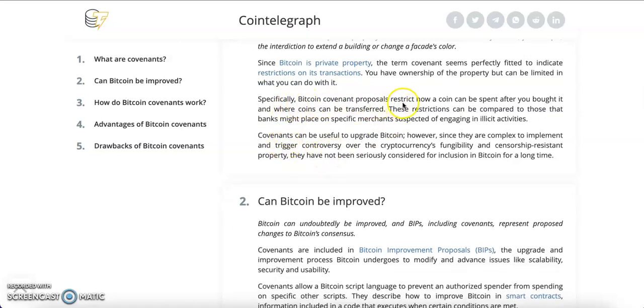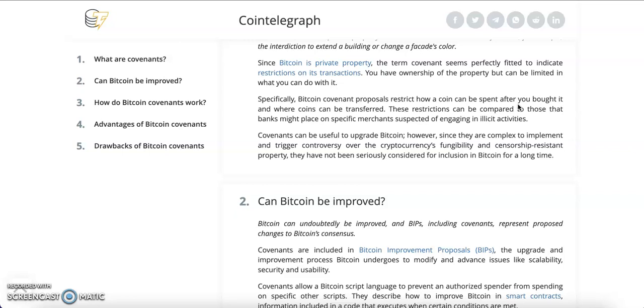Specifically, Bitcoin covenant proposals restrict how a coin can be spent after you've bought it. Let's say you have a Bitcoin in your wallet, right? So you have this Bitcoin, and then you restrict how the Bitcoin can be sent. You can put a restriction and say this Bitcoin can only be sent to XYZ address. If you want to send this Bitcoin outside the address that I've specified, let the Bitcoin transaction not go through.